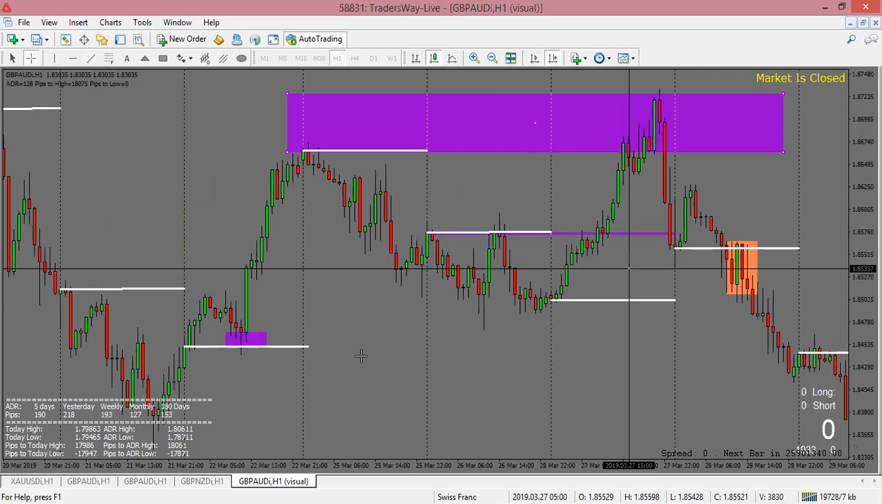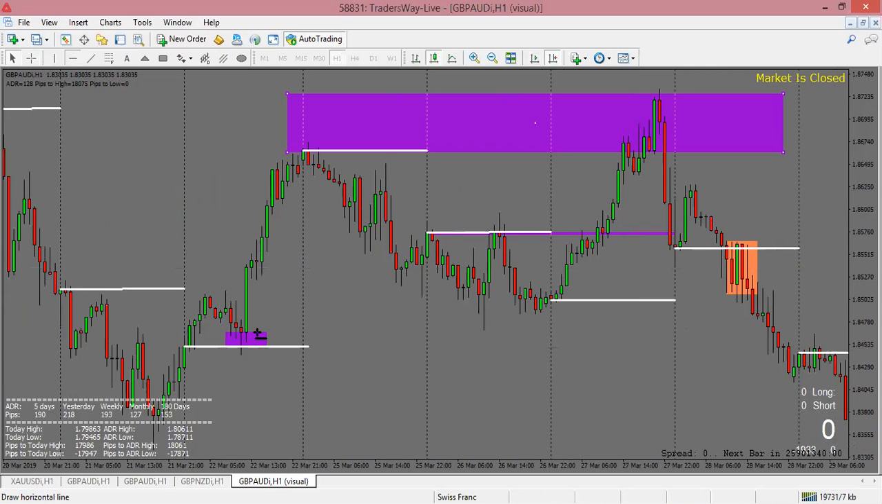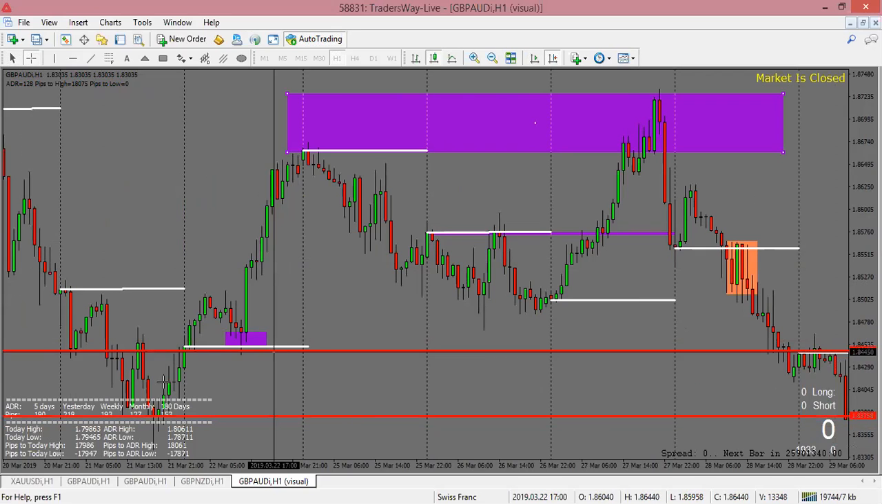Let me go back. I got these two. This opening was never hit, so I can put a line right there, and then a line for my low. Why? If this breaks, then the low of that day, that next low or high, whichever direction you're trading in, is my next take profit. So if this breaks, my next take profit is 70 pips away from this.